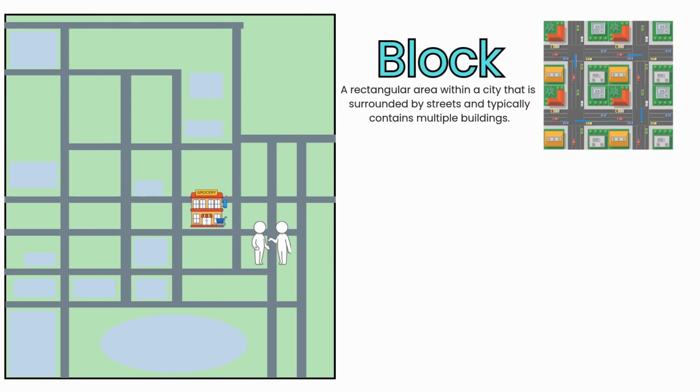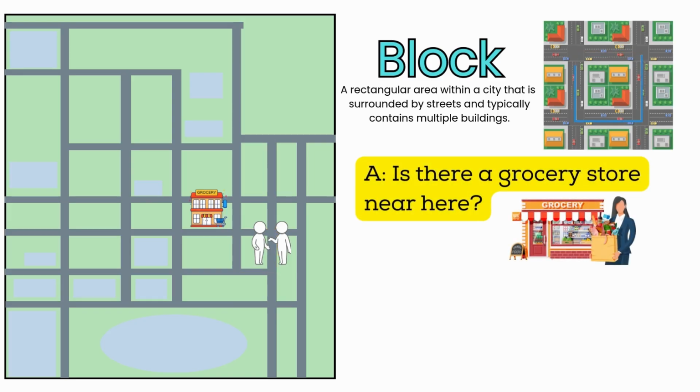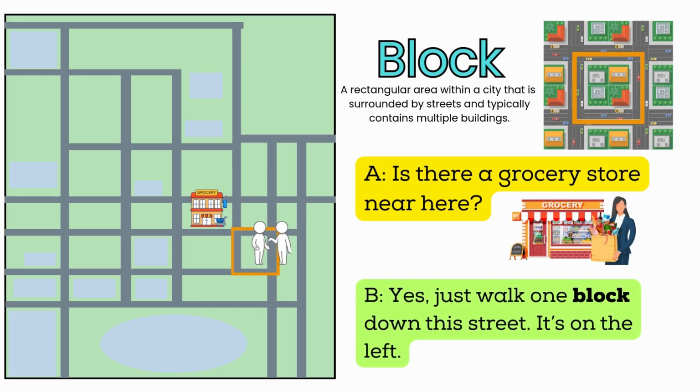Block. A block is a rectangular area within a city that is surrounded by streets and typically contains multiple buildings. Is there a grocery store near here? Yes, just walk 1 block down this street. It's on the left.